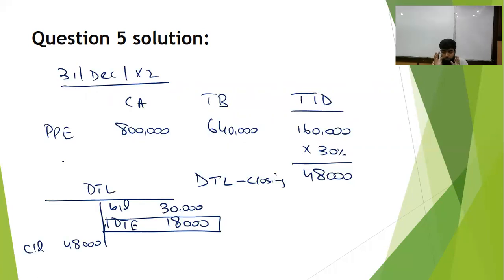You must be very conscious and alert that 48,000 is not the deferred tax for the year. It's a closing balance, a closing liability. And we calculated the deferred tax for the year, that is 18,000.